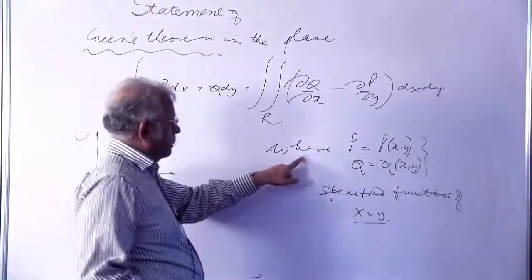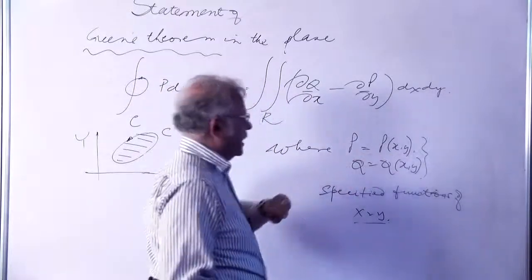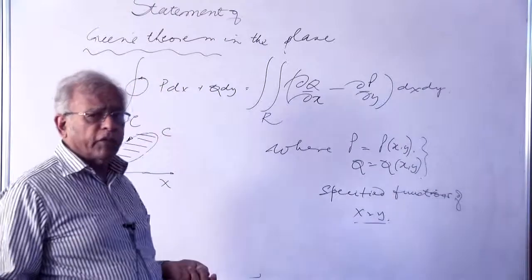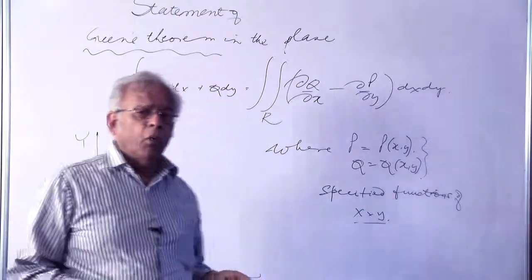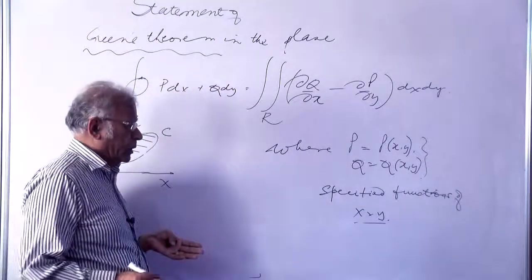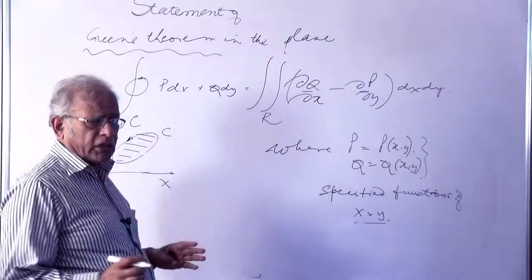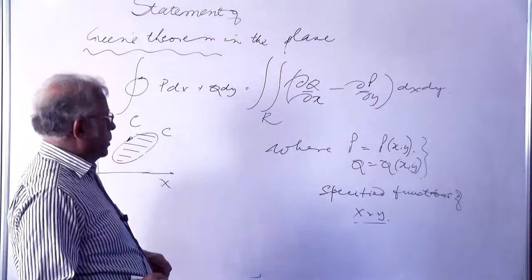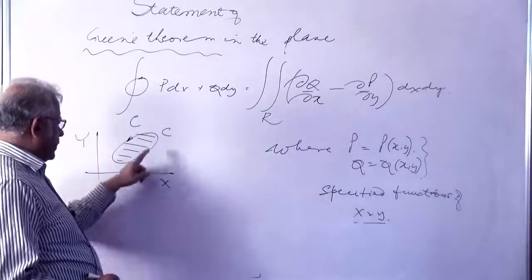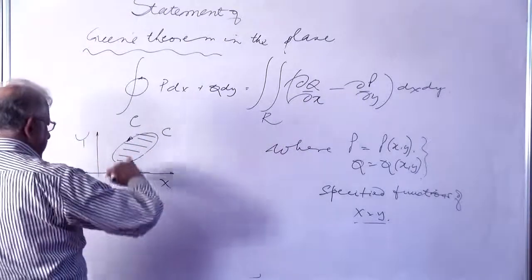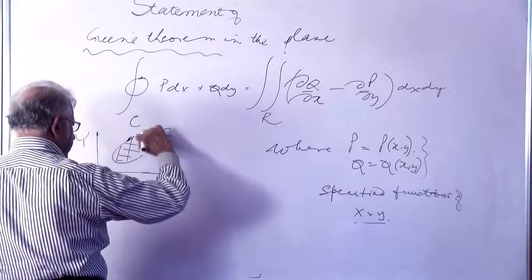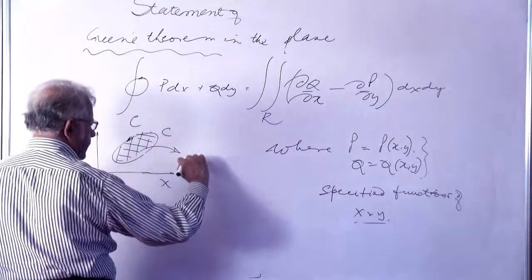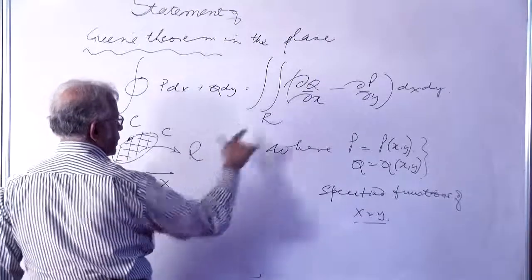Now P is a function of x and y, and Q is also a function of x and y, including of course special cases in which one or both may be constants. But we will of course not tackle such special cases. We will take an example in which the contour C will be specified, and as I was saying, the region R is what is falling inside the closed contour. That is the region R here.